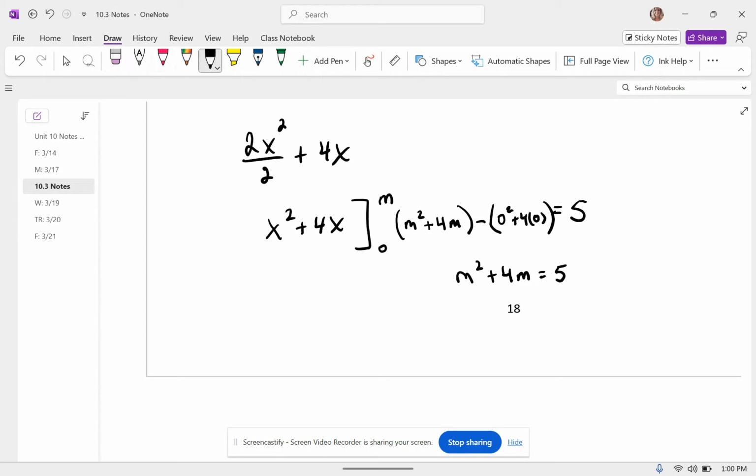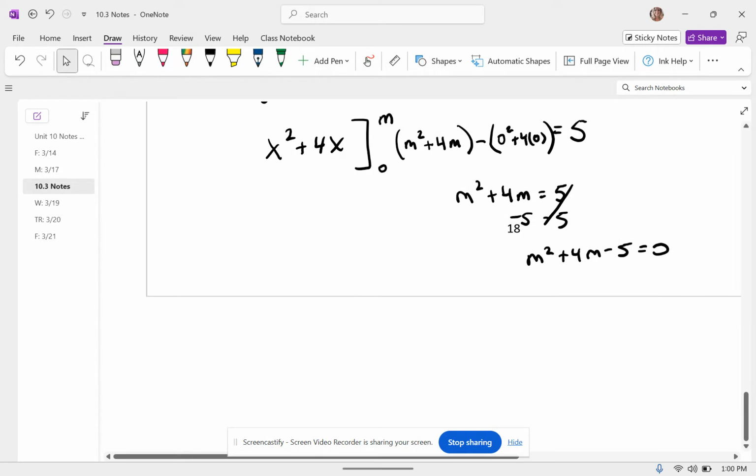Okay, so what would you do in order to solve this? Subtract a 5 on both sides. Square root it. What's the square root of 5? Yay! Yes, good job. It's quadratic.